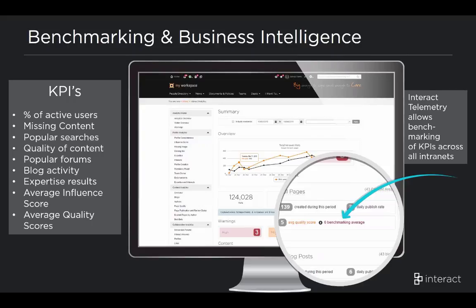Things like, what is the quality of the content that I'm publishing? How likely are my employees to find that content? What are some of our most popular discussion forums? What blog activity are we doing on the intranet that is having an impact on overall awareness and engagement? We're going to talk about some of these when we debunk these myths.